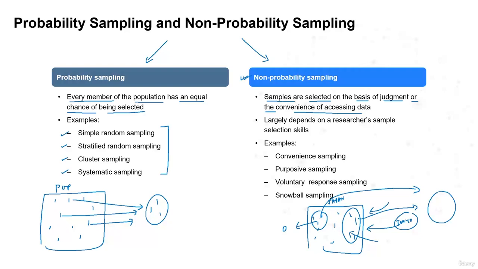So samples are selected on the basis of judgment or convenience of accessing data. It largely depends on a researcher's sample selection skills. Some of the non-probability sampling techniques are convenience sampling, purposive sampling, voluntary response sampling, and snowball sampling. We'll be discussing each one of them in our future videos as well.